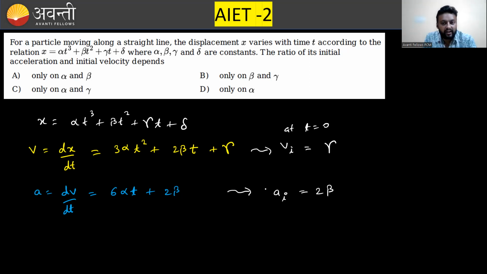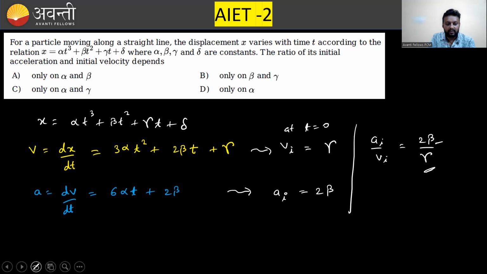So the question says the ratio of initial acceleration and initial velocity. If you calculate the ratio of initial acceleration and initial velocity, you will get 2 beta over gamma. So this ratio depends on beta and gamma. So just find out the option in which it is given. This is saying alpha, wrong. So this is saying beta and gamma. So this option is correct. Beta and gamma.